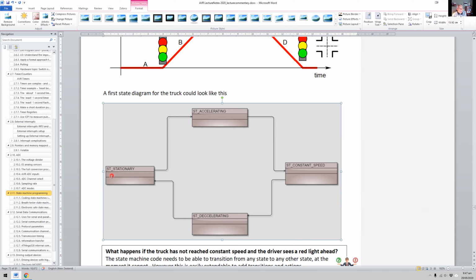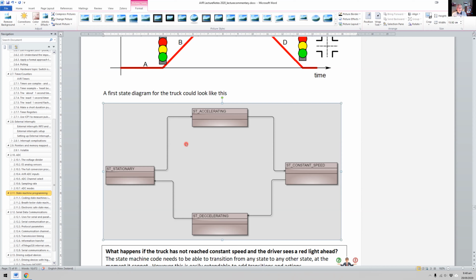So as we're stationary, we're waiting for the green light. So when we get the green light, it transitions to this and it starts accelerating. And then when it gets to constant speed, it transitions to this state, constant speed. And when it sees the red or orange light, it transitions to this state called decelerating. And when it's come to a stop, it transitions to the state stationary, okay? So there must be some way of monitoring the speed of the vehicle, monitoring the traffic lights, pressing the accelerator, pressing the brake, all that sort of thing, which we haven't included in this diagram at all.